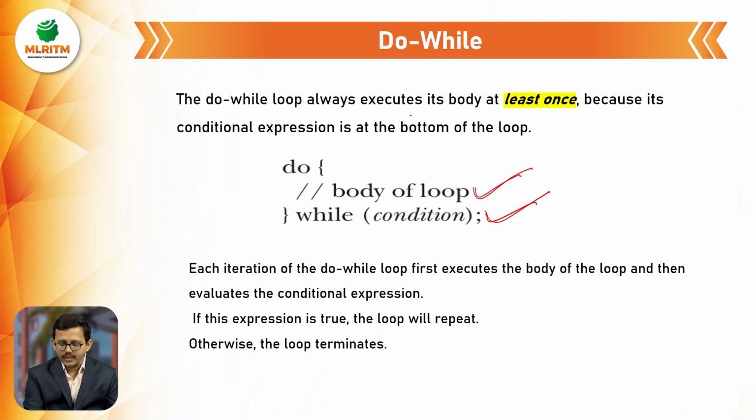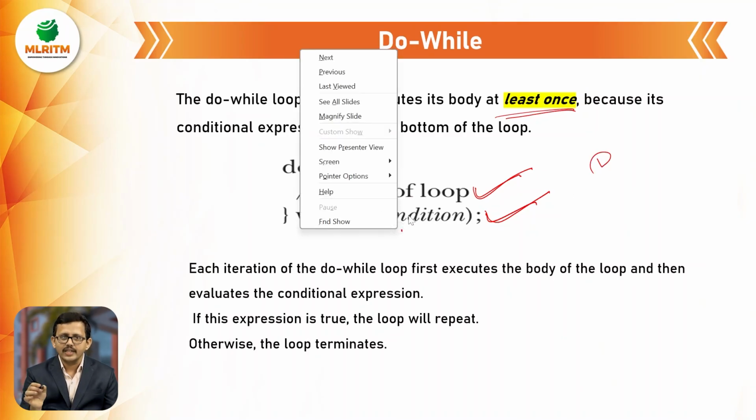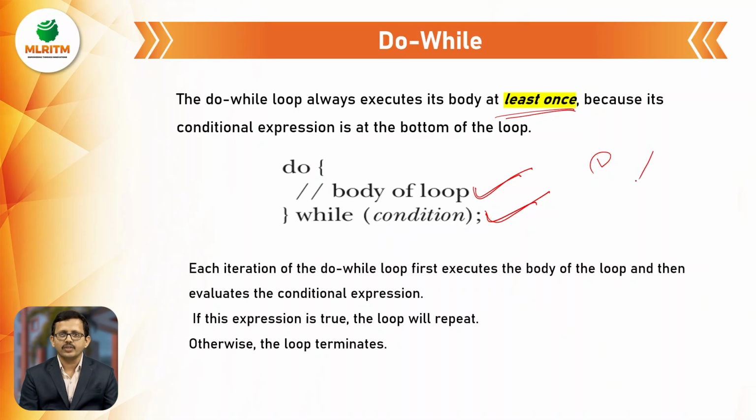So the do while loop always executes its body at least once. Because in the first step, it is going to execute once, then it is going to check the condition. If the condition is false, then it is going to stop the execution. Otherwise, it is going to continue. That means here we have to do the activity at least once. Each iteration of the do while loop first executes the body of the loop and then evaluates the conditional expression. If this expression is true, the loop will repeat. Otherwise, the loop terminates. So this is your do while loop.